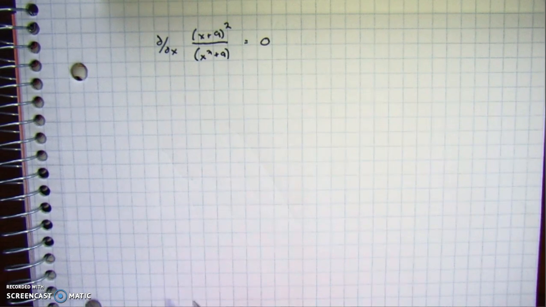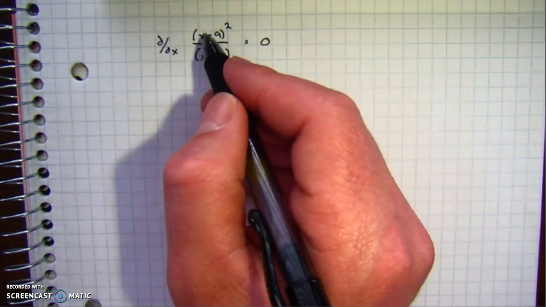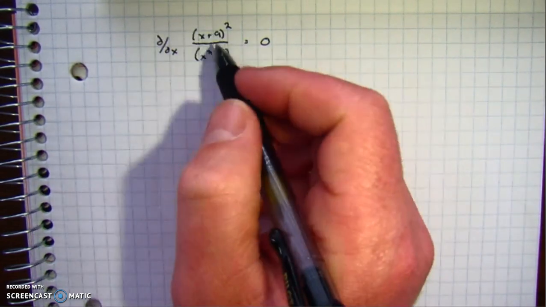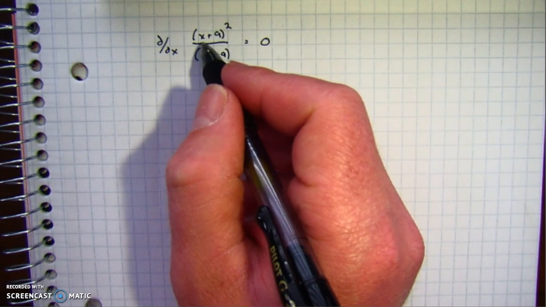Looks like we're going to be using the quotient rule, so this is going to be f on the top, and this is going to be g. So let me come down here. We're going to have f prime.